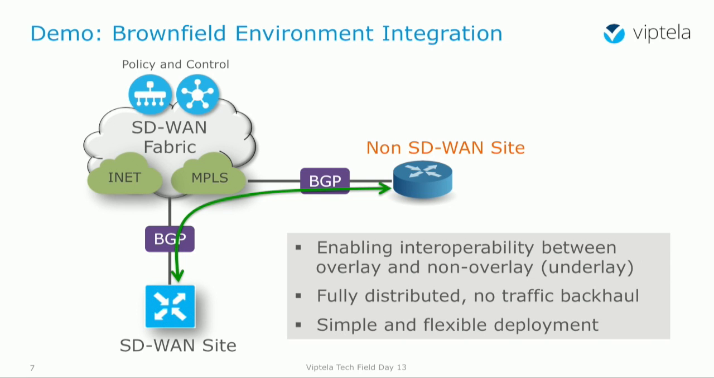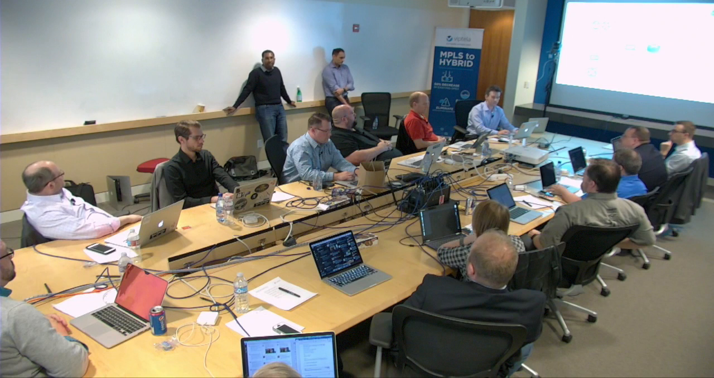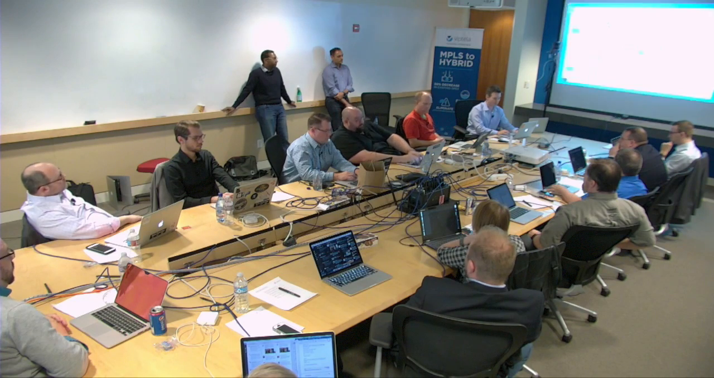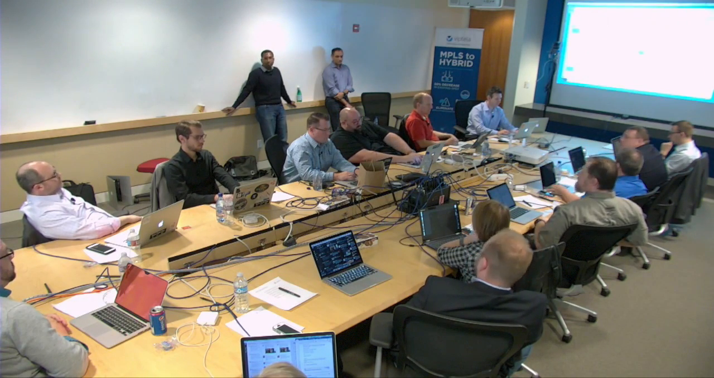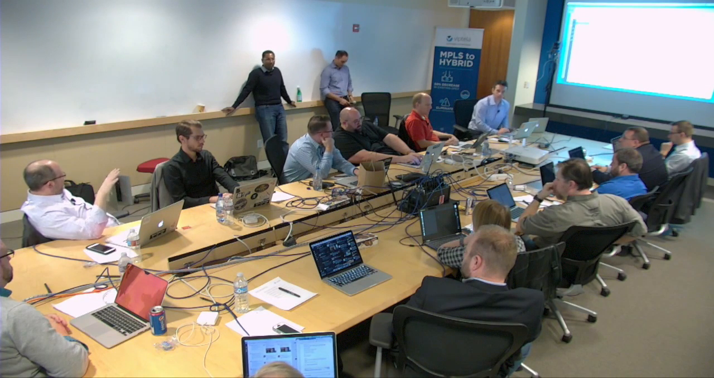So during the migration, all you have to do is enable BGP on the new site that you have brought up. Your existing sites that are on your traditional network do not need to be touched. And do you select a specific gateway that will be that bridge between the overlay and the underlay, or does that happen at multiple points?